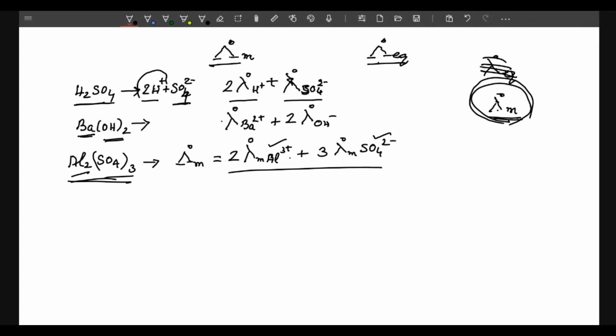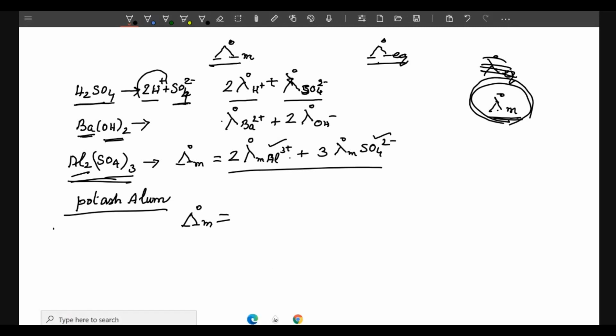It is very easy. If you understand this one, now you are going to write down what is the lambda M for potash alum. Anybody? Write down the limiting equivalent molar conductance for potash alum. Write down the formula for potash alum. What is the formula for the potash alum? Anybody tell me the formula for the potash alum? Or ferric alum? Nobody.